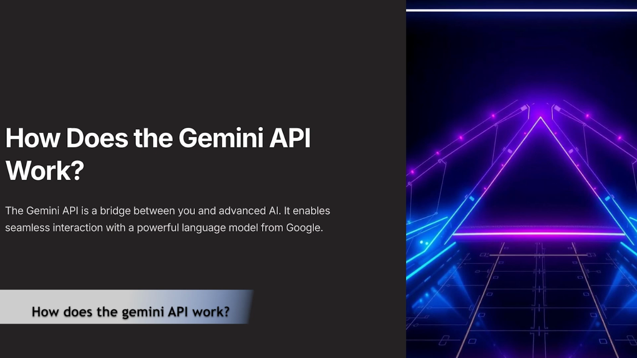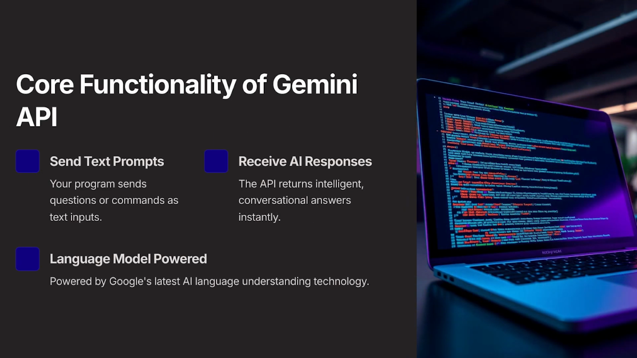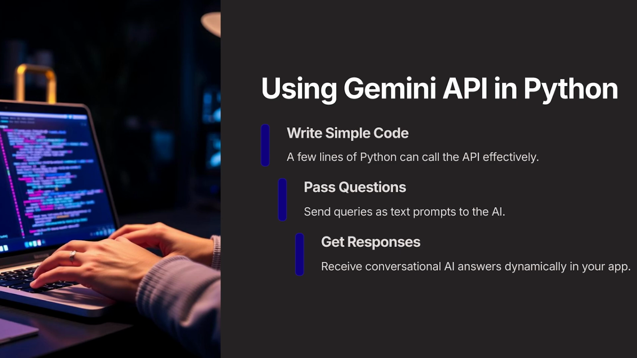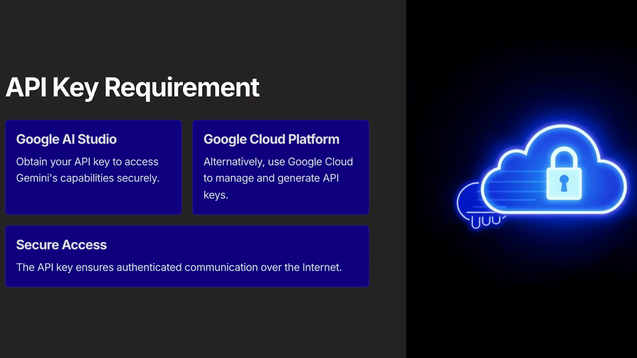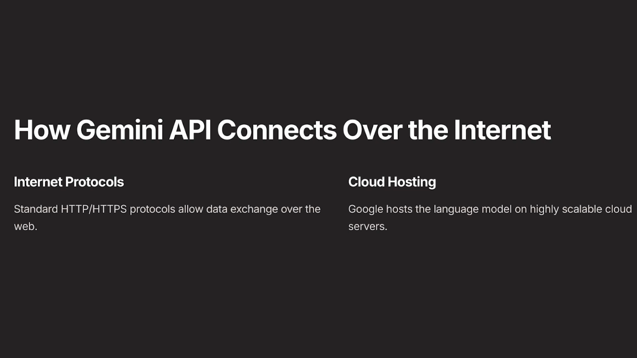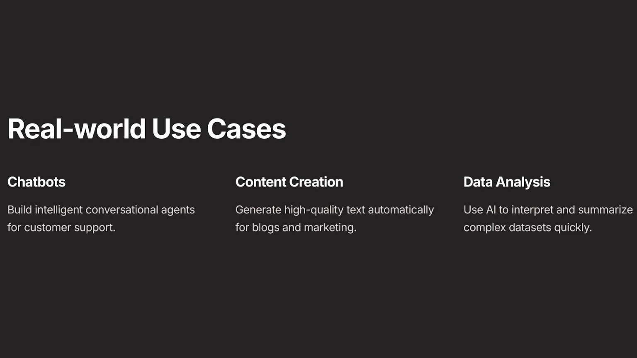How does the Gemini API work? The API is a bridge between you and AI. Google's Gemini API allows you to send text prompts and receive responses from a powerful language model. Just imagine, you write code, and in a few lines of Python your program addresses the AI, passes it a question, and it answers as if it were a real interlocutor. The Gemini API works over the internet, so you need an API key from Google AI Studio or Google Cloud.